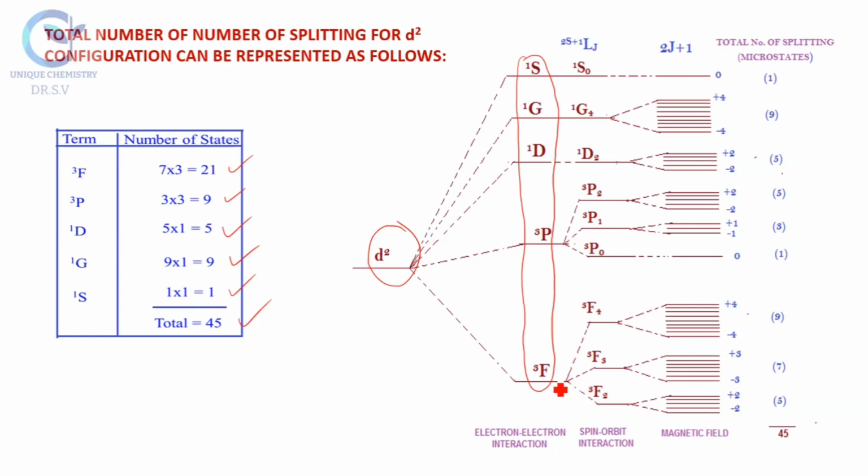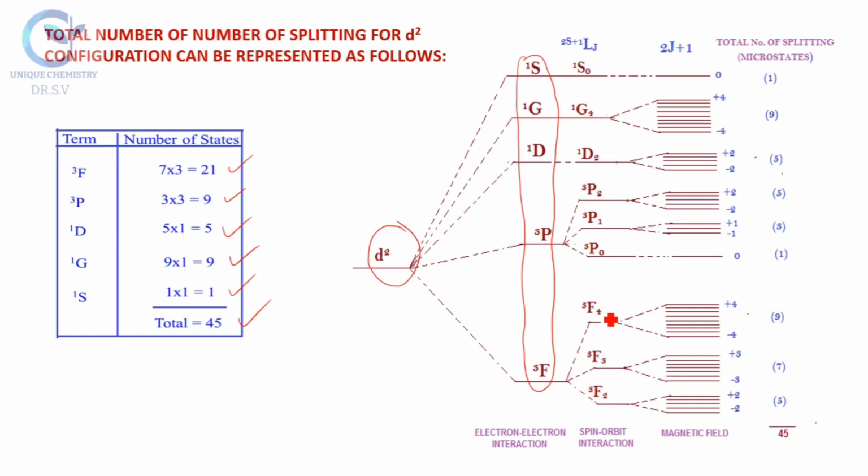Now for this triplet F, there are 3 spin-orbit coupling values. This is triplet F 2, 3 and 4. 2 is the lowest value because the subshell is less than half filled. So the lowest J is equal to L minus S. So why do we get this 2? J is equal to L minus S. L for F is 3, so 3 minus S, which is 1, you will get 2. So J is equal to L minus S, which is equal to 2.